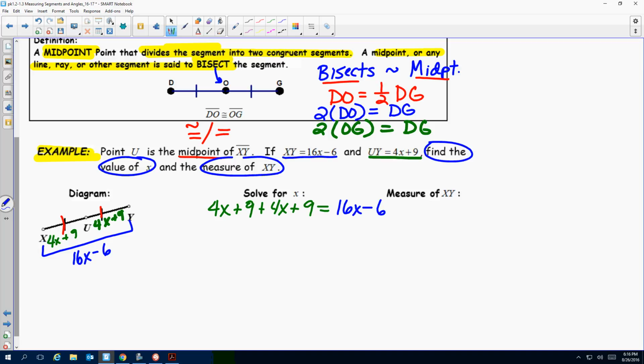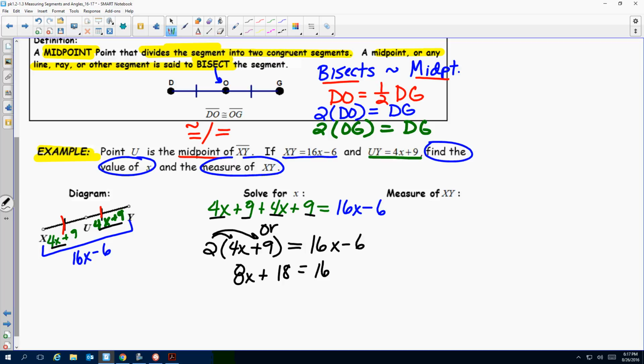You can do that. Or I want to work smart, not overwork. So I know I have 2 of the 4x plus 9. So let's say just 2 times that. I got 2 groups, 2 amounts of 4x plus 9. So 2 times 4x plus 9 is equal to 16x minus 6. Either one will get me to the same answer. So I can distribute. If you look, I'm adding those 4x's, that gives me 8x. Add my 9's, plus 18 equals 16x minus 6.